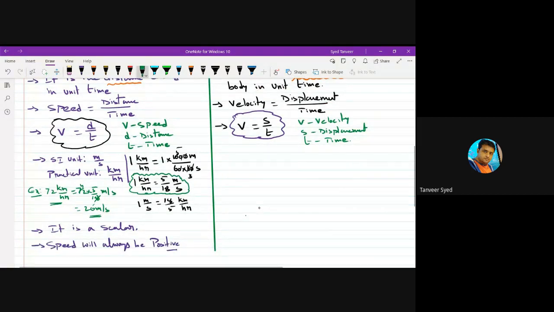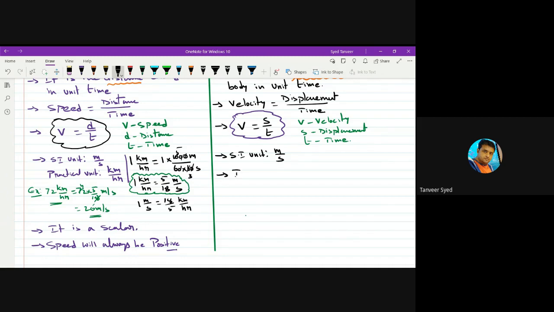So velocity is displacement by time. The SI unit of velocity is also the same, meter per second. And even if velocity is given in kilometer per hour, the procedure to convert it into meter per second is also the same. Multiply by 5 by 18. You will get velocity in meter per second.